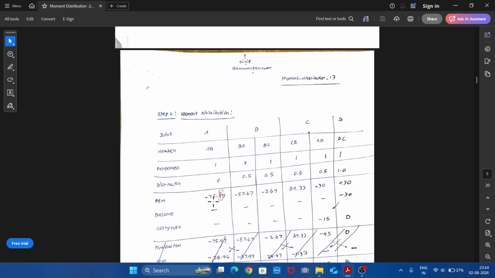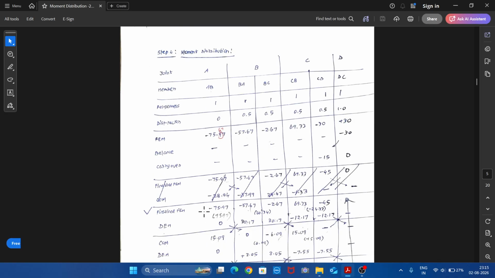Write the fixed moment minus 75.67 here, minus 57.67 here, minus 2.67 here, and 69.33 here, and minus 30. This is the combined fixed moment which we obtained in the previous step. And at this point we should note whether there is any free support in the continuous beam. So in this problem, support D is freely supported. So initially it needs to be balanced. So apply balancing moment. So balancing moment will be, if plus 30 is here, minus 30 needs to be applied. And whenever we apply some moment at one end, half the moment will be carried over to the far end. So this is carryover. So carryover moment will be, for minus 30, half will be minus 15.